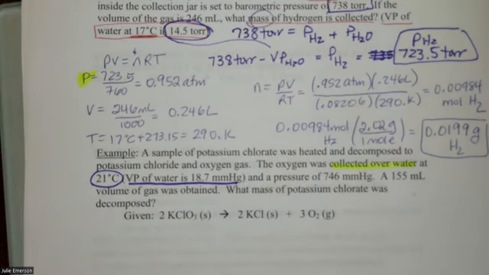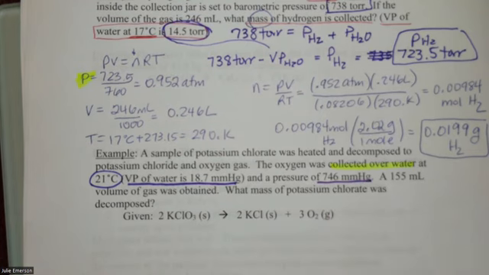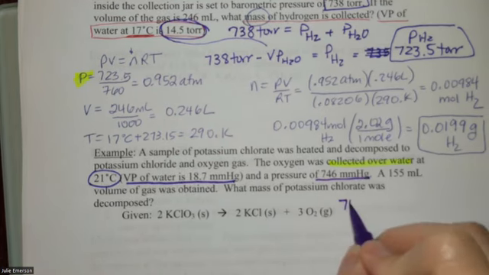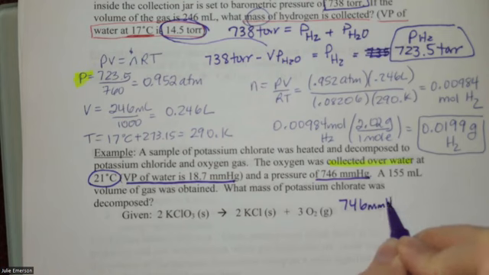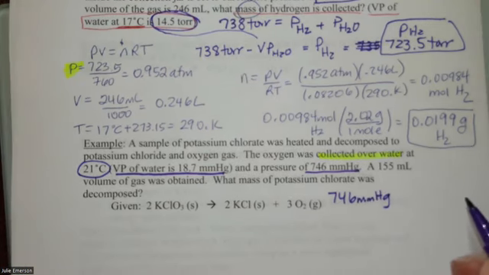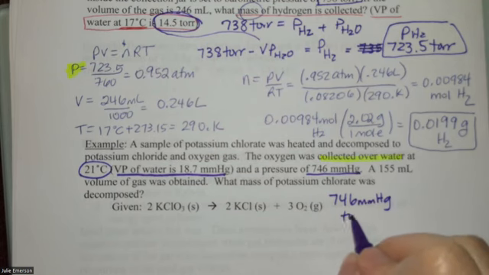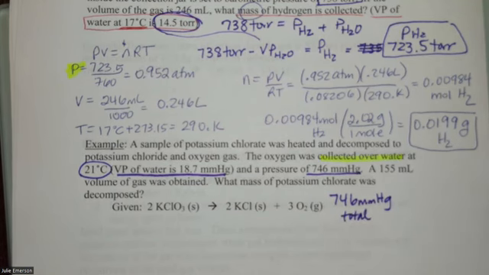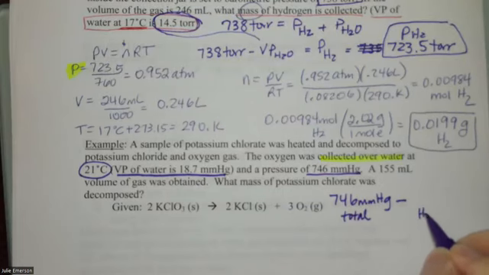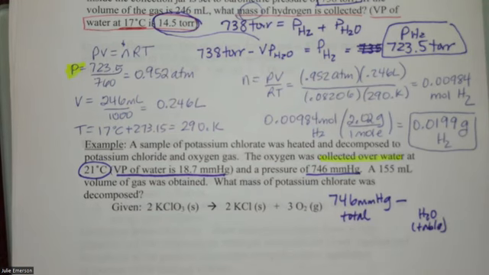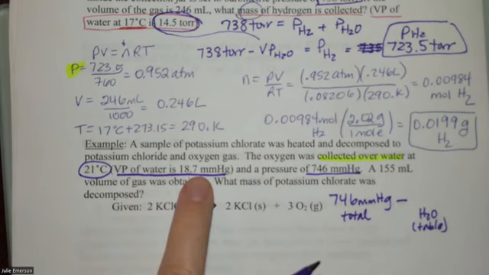So the pressure in the room, the 746, that's 746 millimeters of mercury, which is the atmospheric or barometric or ambient pressure inside the room, which we assume is the pressure inside the collection jar. That is the total, both gases, the oxygen and the water. So we need to subtract that pressure due to water, which would come from the table. In this case, we went ahead and just gave it right here in the question.